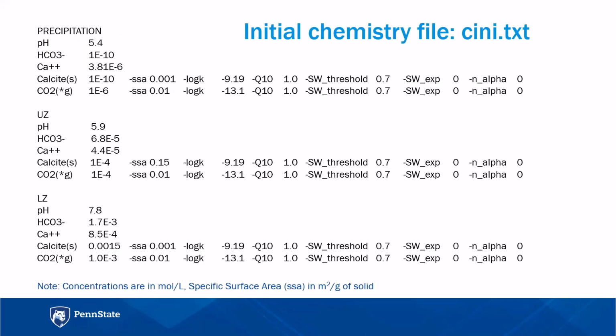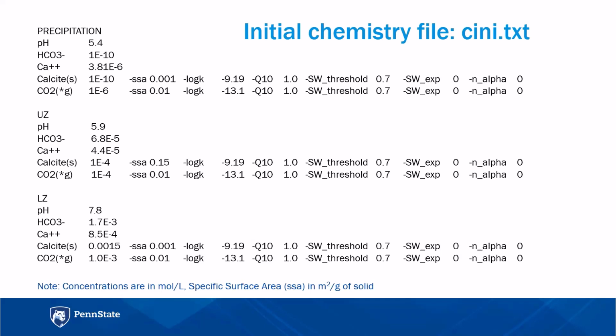All right, next we have the initial condition, or CINI file. And here there are 3 blocks, one for precipitation, one for the shallow or upper zone denoted by UZ, and one for the deeper or lower zone denoted by LZ. And so under each heading, we list out the primary species in the same order, along with their initial concentrations, which are approximated here with the average concentration for each species in precipitation chemistry for the precipitation block, shallow soil water chemistry for the UZ block, and deeper groundwater chemistry for the LZ block.